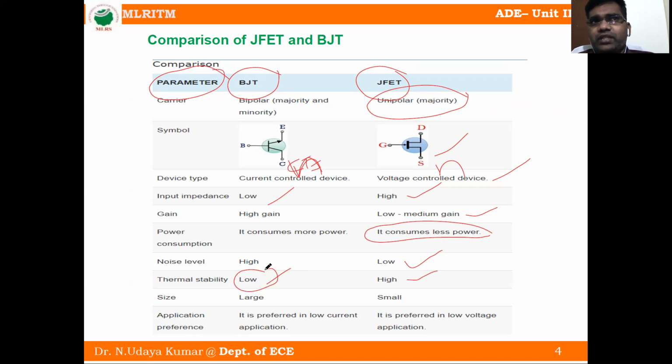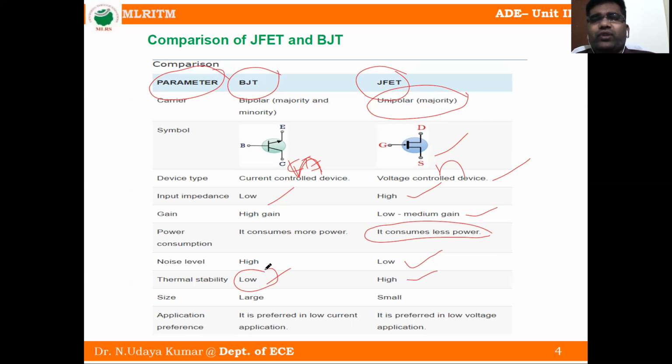One is base to emitter voltage, VBE, and the amplification factor beta, and IC. If temperature increases, these parameters change. Due to these changes, collector current increases more. If there is no compensation circuit, the transistor may burn out. That's why in transistors there are compensation techniques as well as stabilization techniques, because of the instability. So stability is very low in BJT.